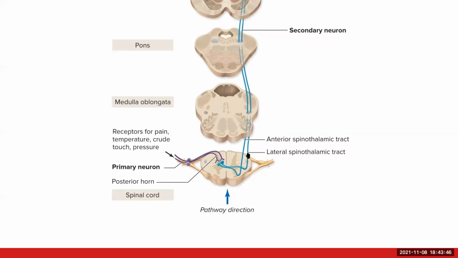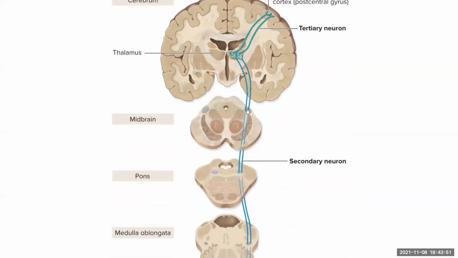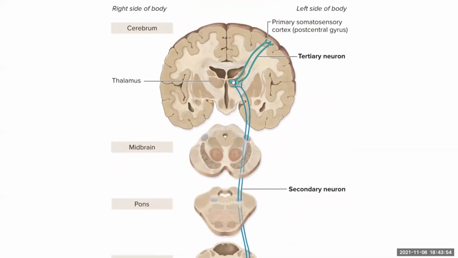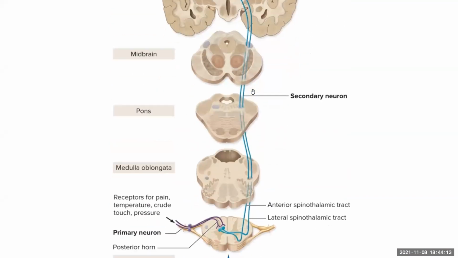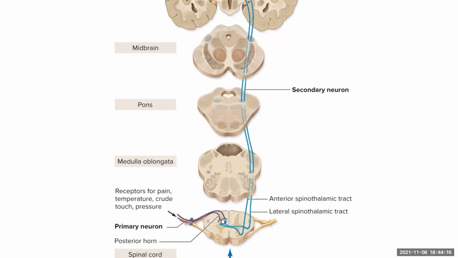So it ascends all the way up. That secondary neuron travels through the brainstem, and it ascends all the way up here to the thalamus, where it will synapse onto the tertiary neuron. And you know the rest of the story. The tertiary neuron carries that sensory input to the appropriate region of the cerebral cortex. And again, this is another tract where we see decussation. It crosses over, and we have 3 neurons in that chain there.